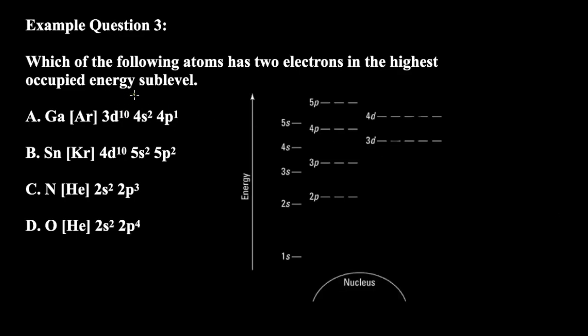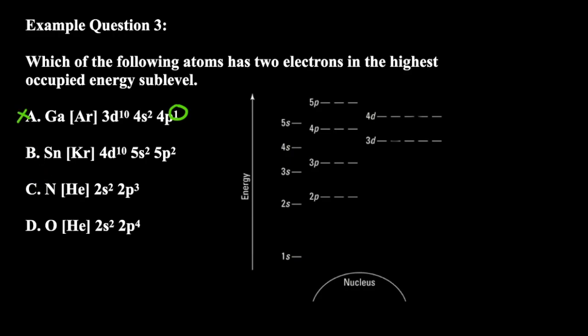The energy sublevel would represent the S, P, D, and F, the L values. So we have the S and the P right here. The highest sublevel is going to be the P, because the P is a little bit above this S right here. If we look at this P right in here, we'll see that we only have 1 electron in here. We're looking for 2, so this one would not be it.